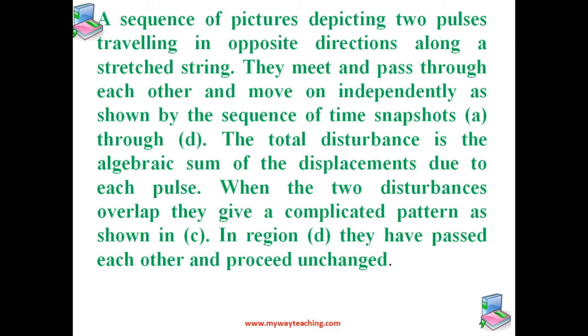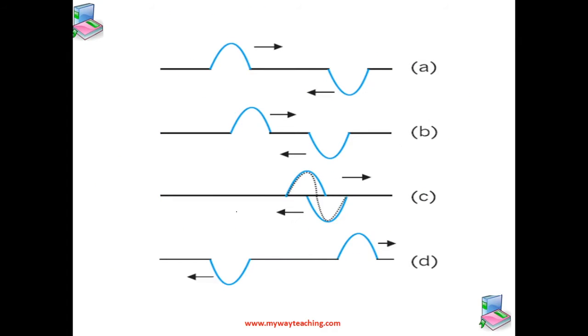You can see in this particular figure the situation when two pulses of equal and opposite shapes move towards each other. When the pulses overlap, you can see here, when these two pulses are moving in opposite directions, when the pulses overlap, what happens?